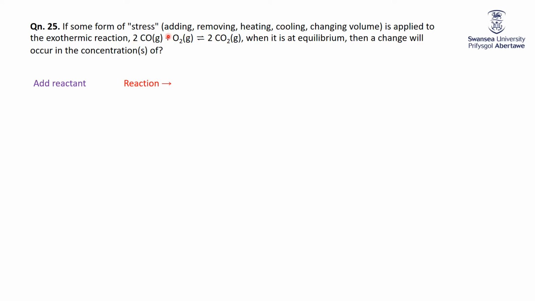If we add a reactant, we've got too much on the left-hand side, so that means the reaction tries to use up that reactant by going to the right. So in such a case, the amount of reactants would decrease, the amount of products would increase. If we add a product, now we've got too much stuff on the right, so it wants to go to the left. As it goes to the left, it will increase the reactants and decrease the products. So therefore, adding reactant or product will change both the concentrations of reactants and products.